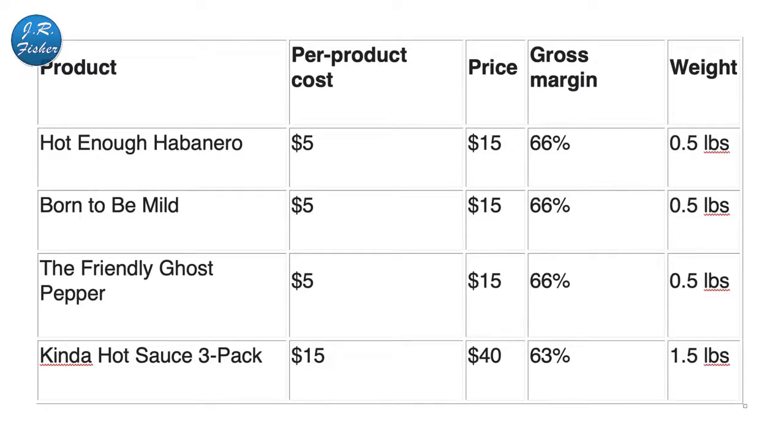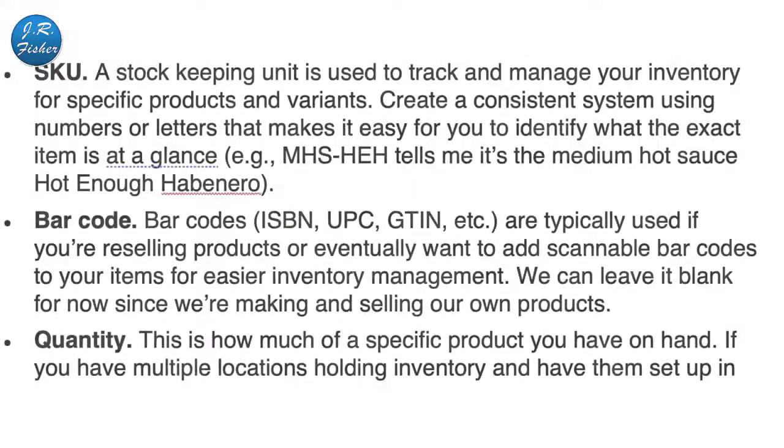Inventory is something to think about. If you were drop shipping, you wouldn't have to worry about it. If you're doing print on demand, you have to worry about it. But if you're making your own product, of course you will. You're going to need to have your SKU in there, which is a stock keeping unit, used to keep track and manage your inventory. You're going to want to have your barcode in there. You're going to want to have your quantity in there.